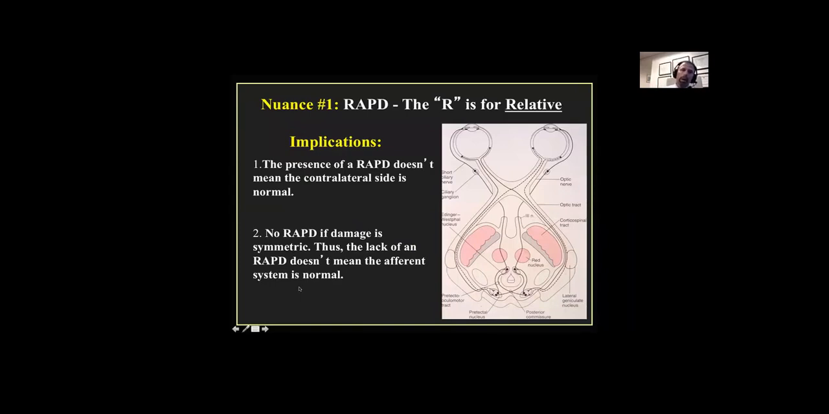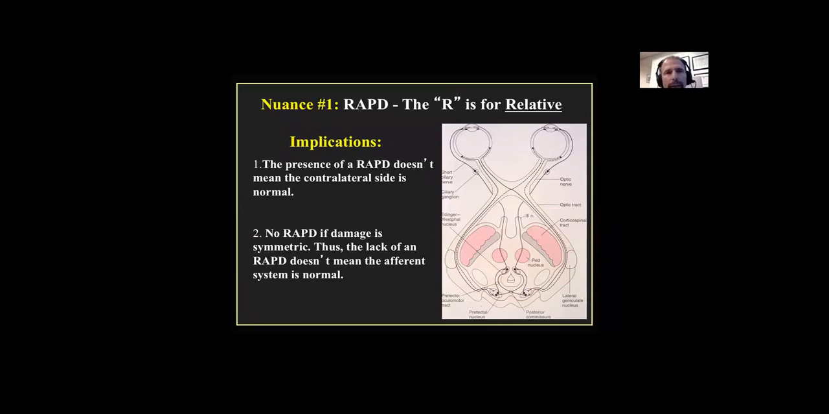Okay, so a couple of nuances. A nuance basically means some fine points about relative afferent pupillary defect. The R is for relative. So the implication of this is that the presence of a relative afferent pupillary defect doesn't mean that the other side is normal. In other words, if I damage one of your optic nerves 75% and I damage the other optic nerve 25%, you have a bilateral optic neuropathy, but you're going to have a relative afferent pupillary defect on the side with more damage.